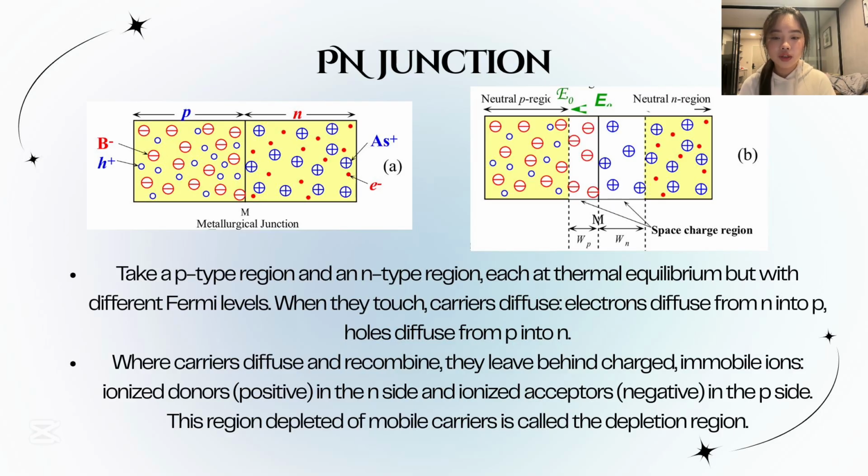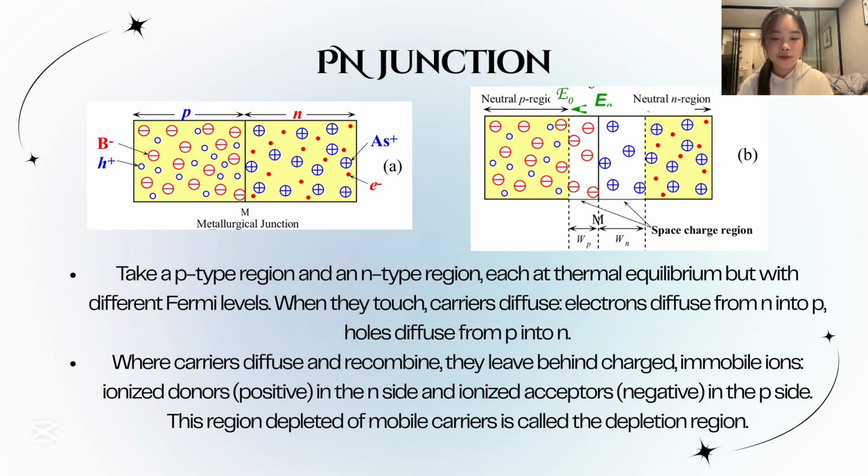Let's talk about p-n junction formation and equilibrium. Start by taking a p-type region and an n-type region, each at thermal equilibrium but with different Fermi levels. When they touch, carriers diffuse: electrons diffuse from N into P, and holes diffuse from P into N.